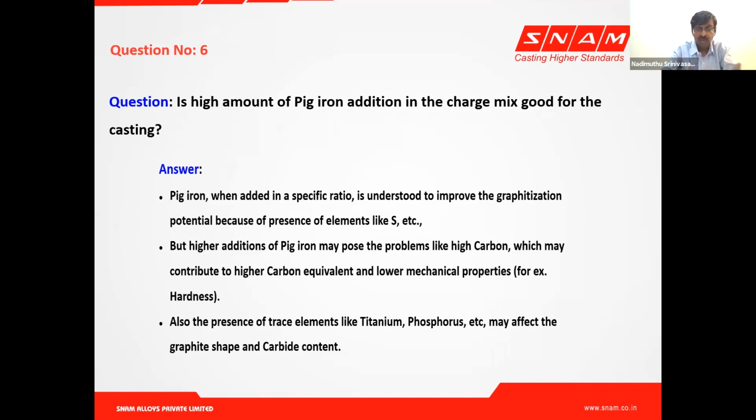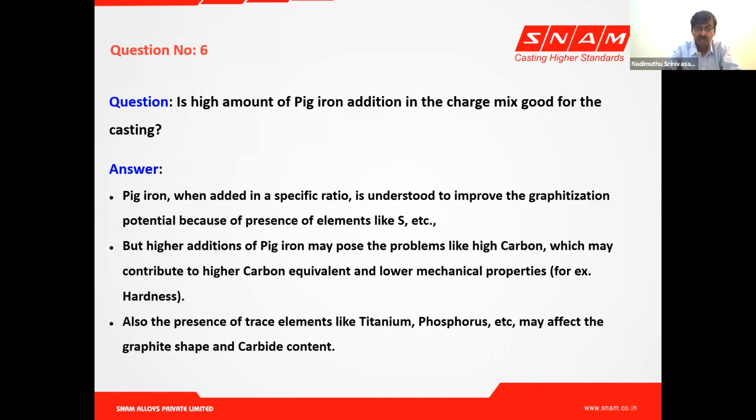Is a high amount of pig iron addition in the charge mix good for the casting? So we have been doing some experiments, and what is the percentage of pig iron to use? Pig iron, when added in a specified ratio, is understood to improve the graphitization potential because of the presence of elements like sulfur. That is the main thing.